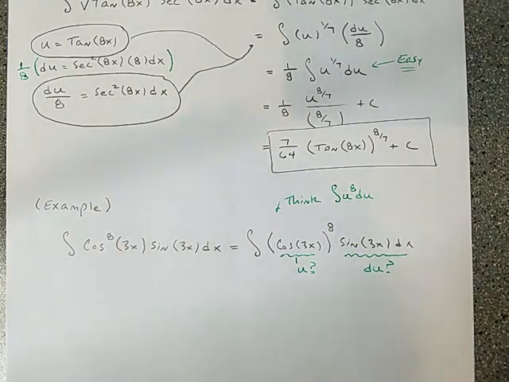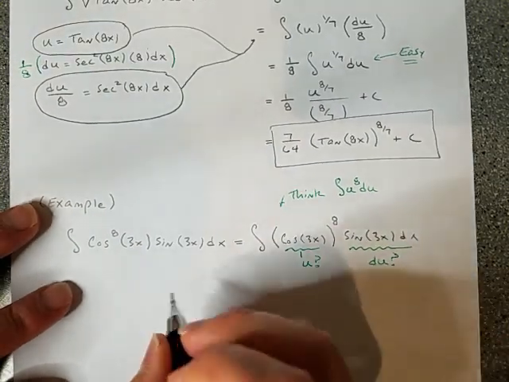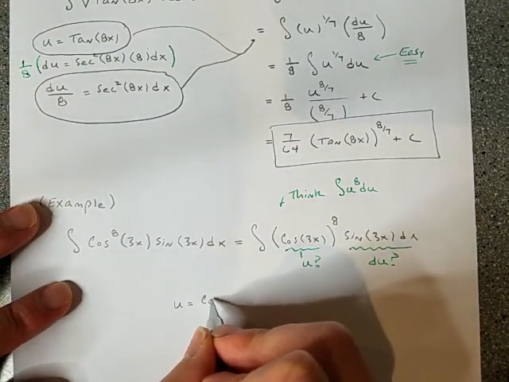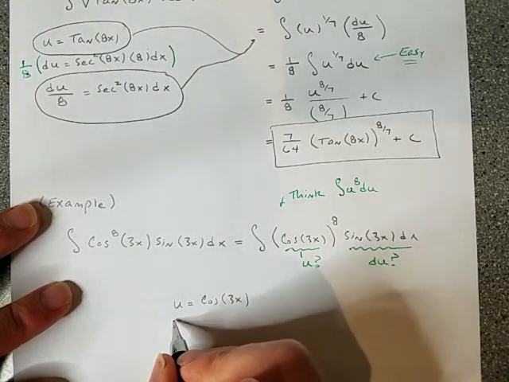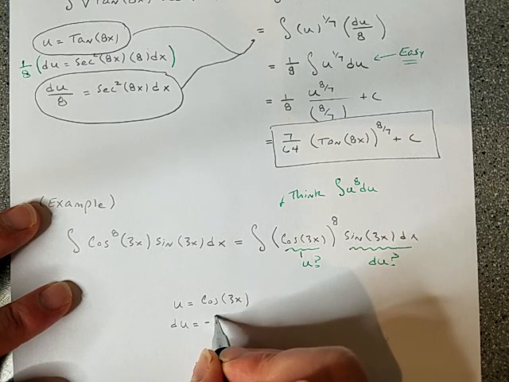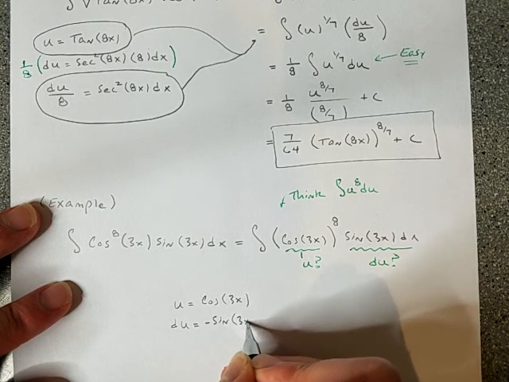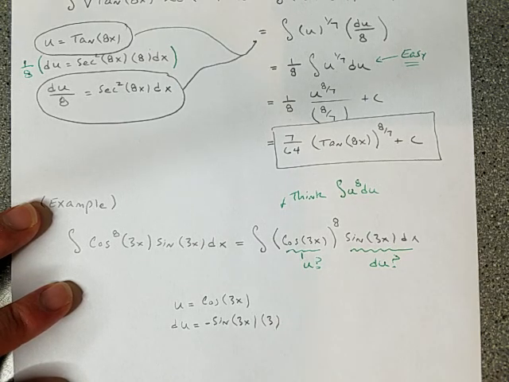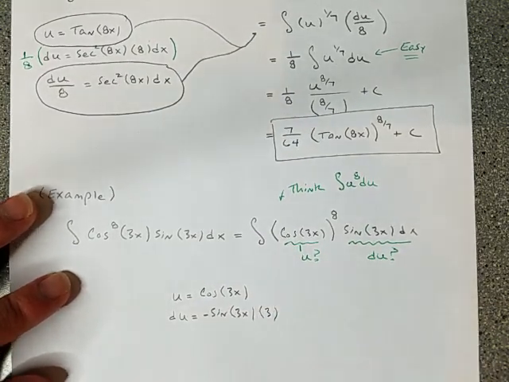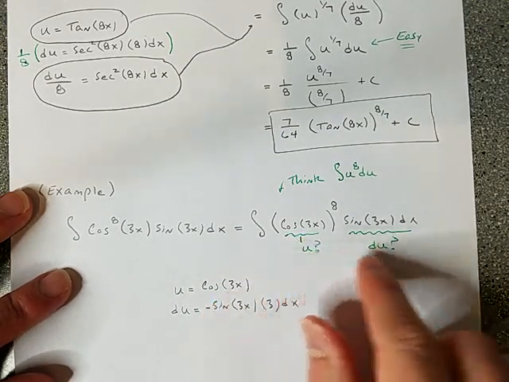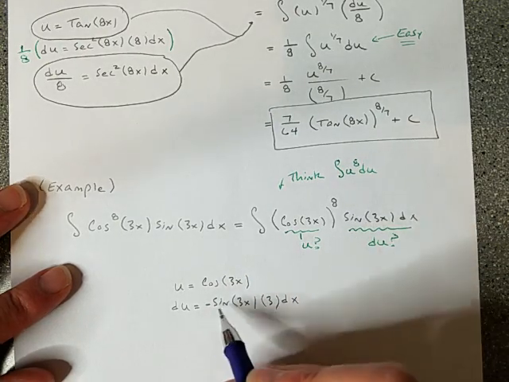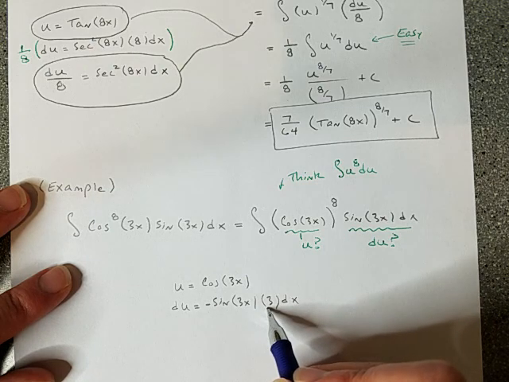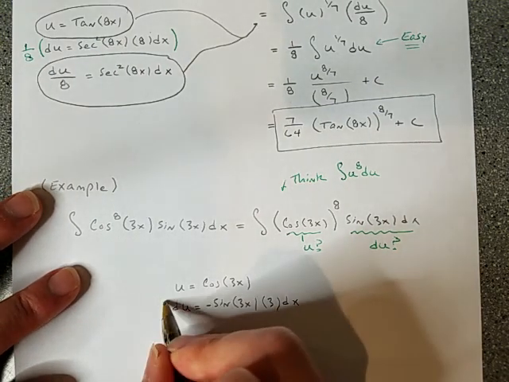All right. Well, so let's try it. So in this problem, we'll let u be cosine of 3x. As a result, du will be negative sine of 3x times 3. There's the derivative of cosine 3x. Negative sine 3x times 3 times dx. So sure, I let that be u. Did du work out to be exactly this? No, I got a negative and a 3. Okay? But that's not hard to fix.